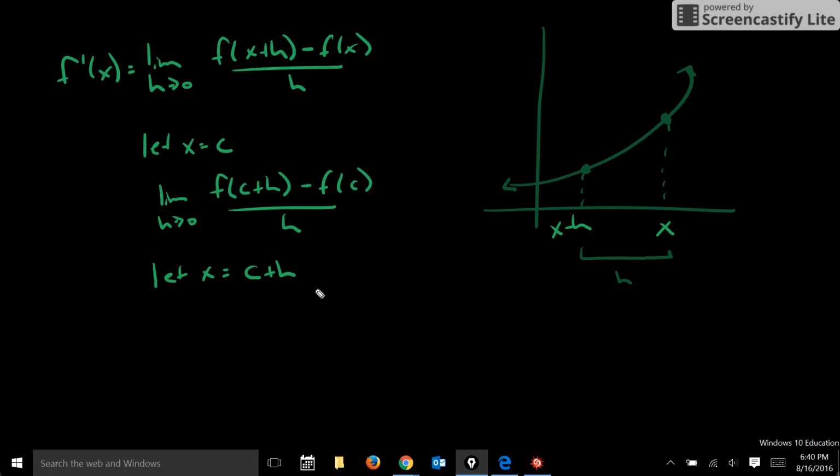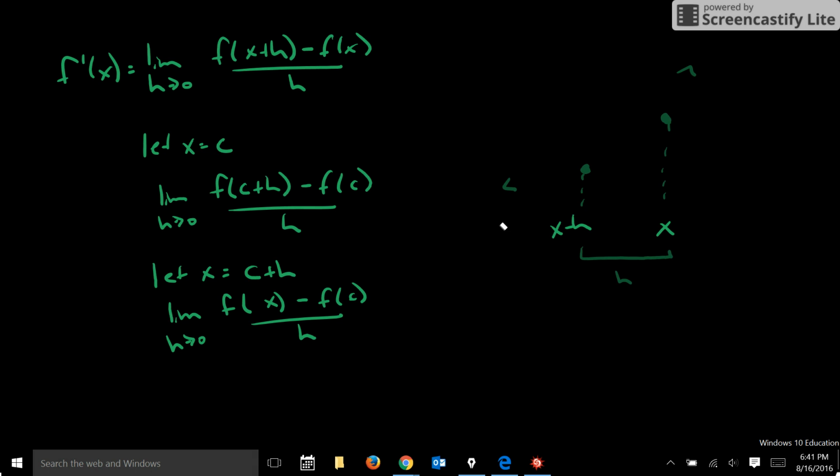All right, so now let's go back and see how this affects our definition of a derivative. Well, I know that I have the limit as h approaches 0 of f of x minus f of c over h. All right, so I'm looking a little better. I have a couple of things going on here, and I still need to fix a couple of other things.